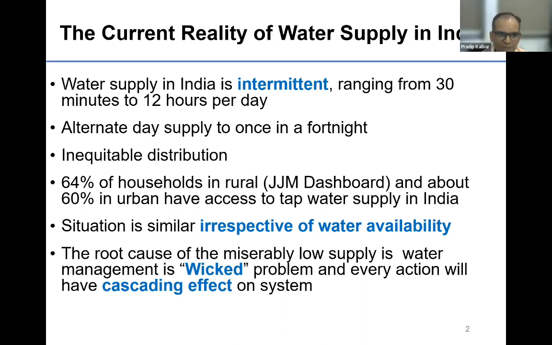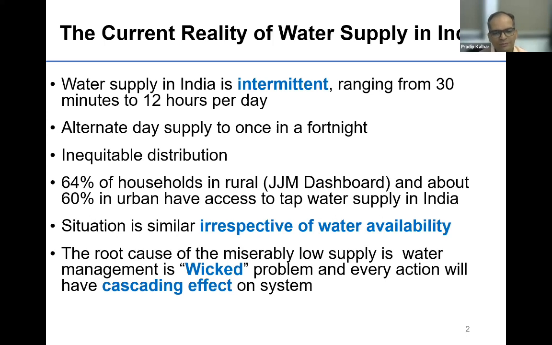So there is a high level of intermittency and a high level of inequitable distribution, even with coverage through different programs. Our government is trying to achieve more and more coverage, but coverage may not guarantee you the supply. Pipes will be there, but you may not receive water, and we will see the reasons for that. The situation is similar irrespective of water availability. What I mean is that even if there is water, you may have intermittency, and that's the scenario in many locations.